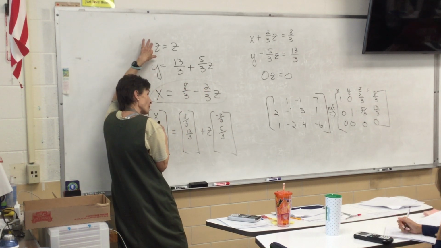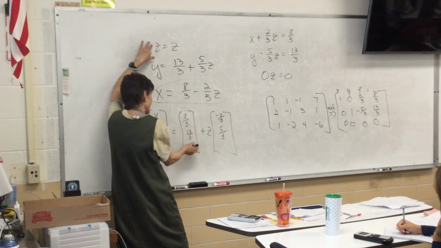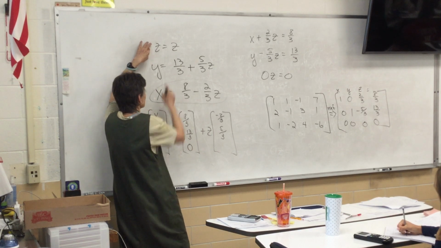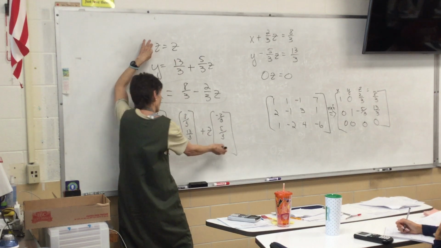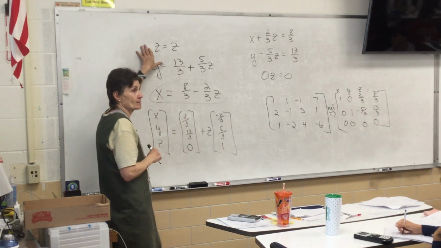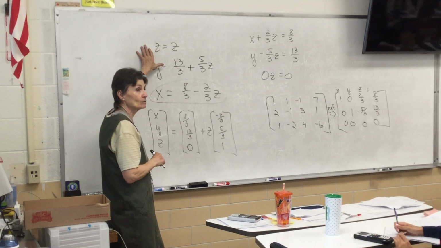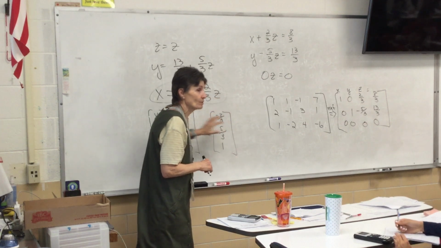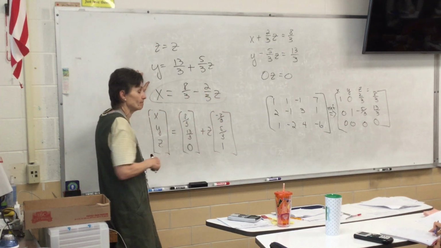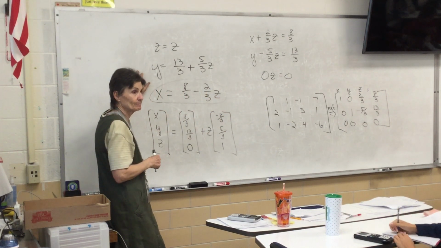Now what about this one? What's its number part? 0. It doesn't have a number. And what's its coefficient on z? 1. So there is your answer. That's called a parametric solution. Infinitely many answers. And it means your planes are intersecting in a line. Believe it or not, that's a line.